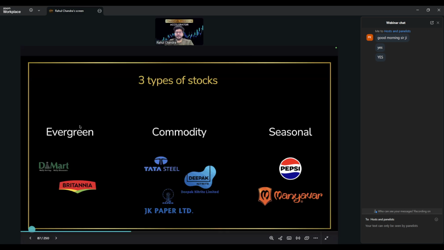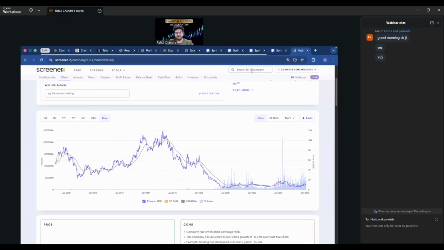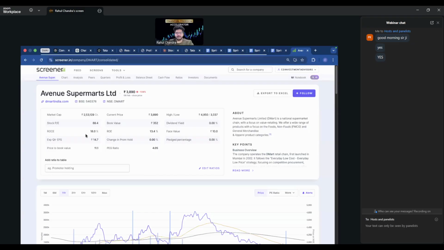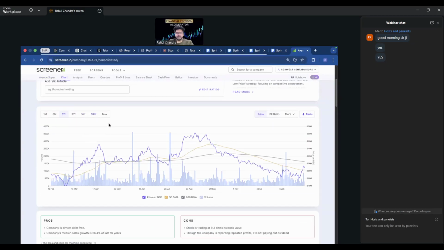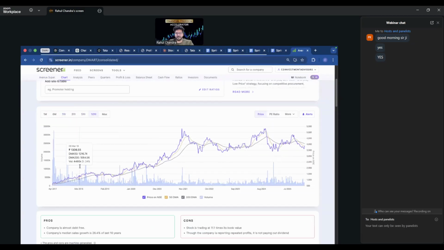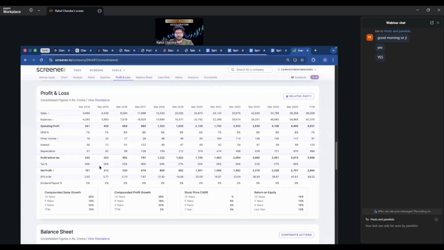And now, I'll tell you one thing. Before I tell you what commodity stocks are, let's look at something. Let's look at DMart, Avenue Supermarts. Let's look at the price chart and let's look at the profit and loss. How much sales and how much profit? Can you see that it is more or less, there is a structure to it?